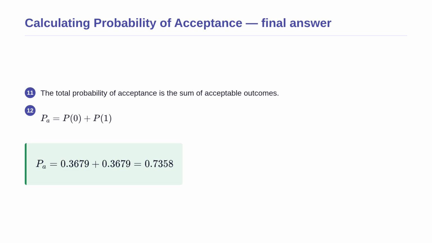To find the final probability of acceptance, we simply add the acceptable outcomes together. We take the chance of finding 0 defectives and add it to the chance of finding 1 defective. Adding 0.3679 to itself gives us 0.7358. This means there is a 73.58% chance the inspector will accept this shipment, even though 2% of the bulbs are actually defective. This shows that this specific sampling plan is relatively forgiving.